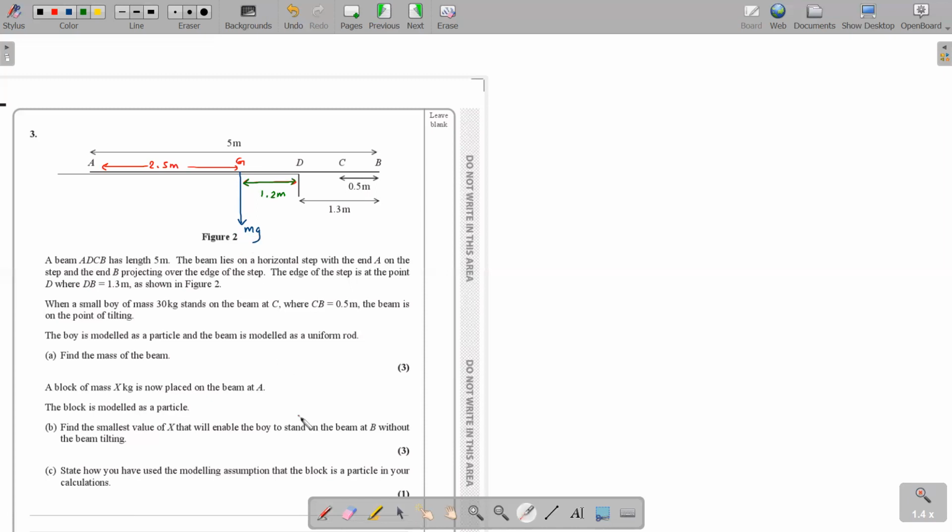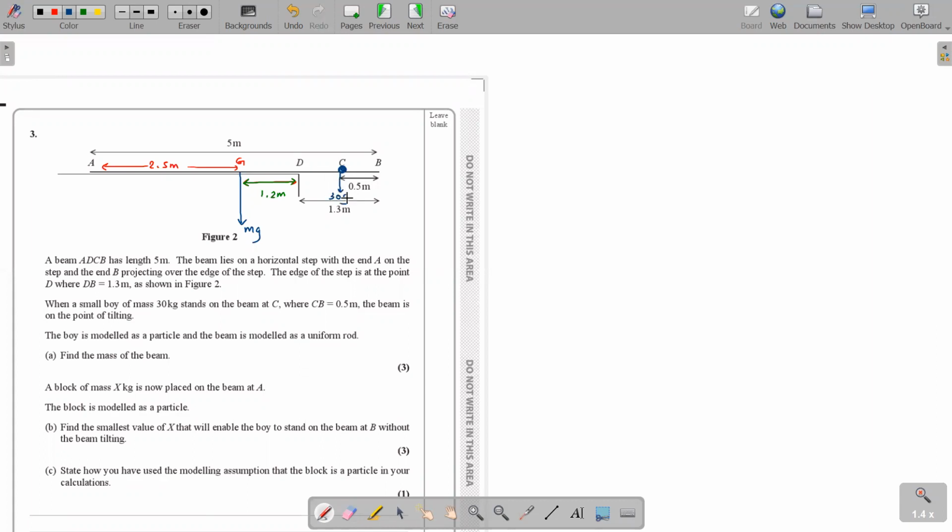Now I have marked the weight of the beam. The next most important thing you need to understand is, they say when a boy of mass 30 kilograms is standing on the beam. So let's mark the boy. Here you have a person of mass 30 kilograms, which means the weight is 30g.